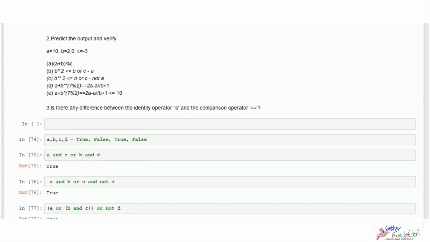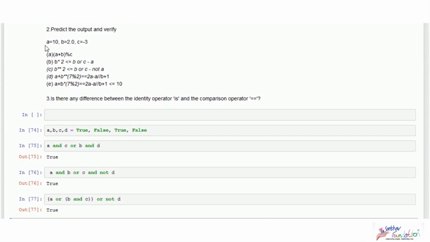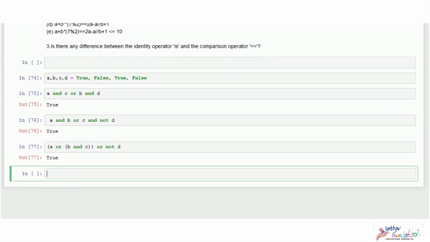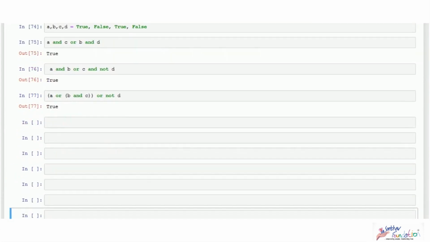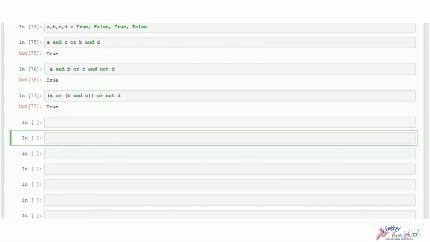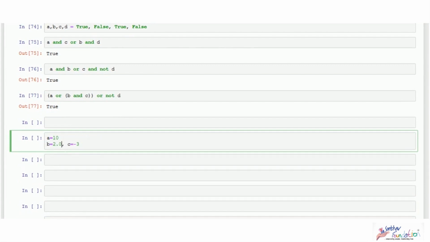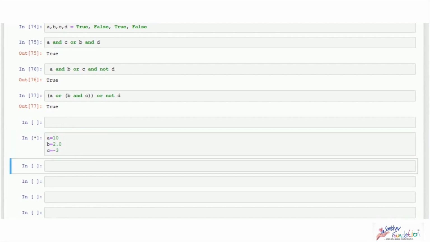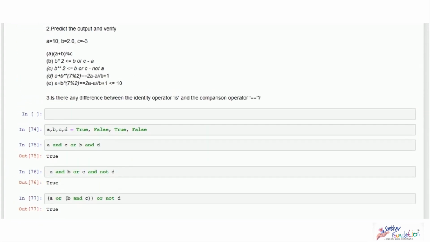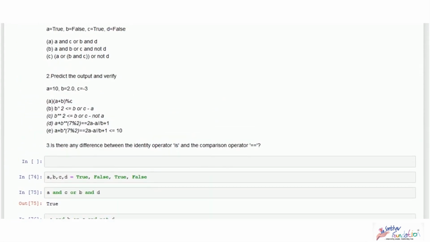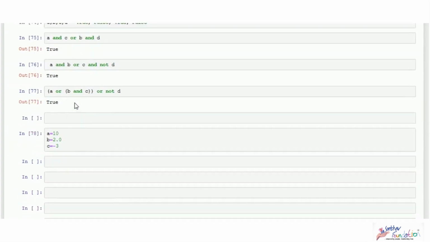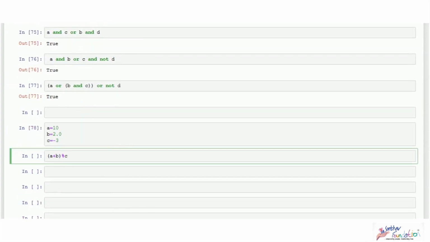Now moving on to the second. Please give the input values. A is 10, B is 2.0 and C is -3, right? First case. a plus b mod c. So we have brackets, so a plus b, 10 plus 2.0.